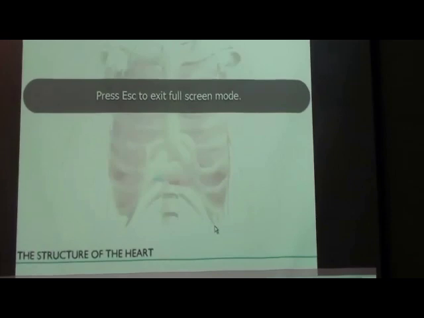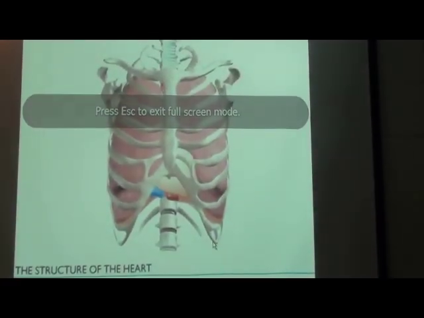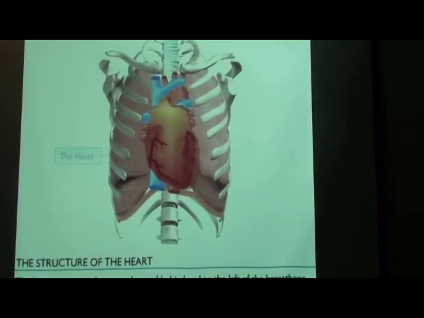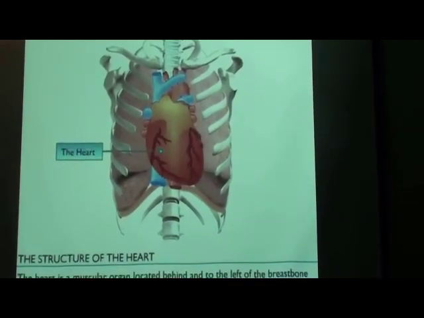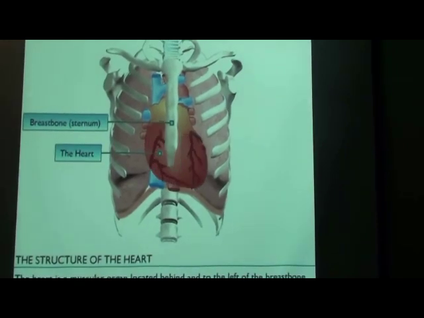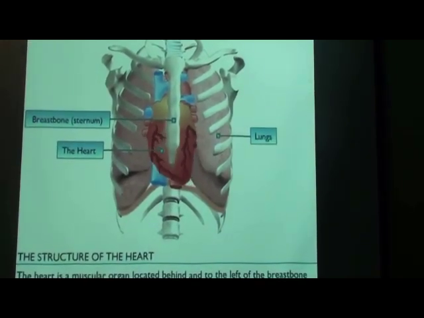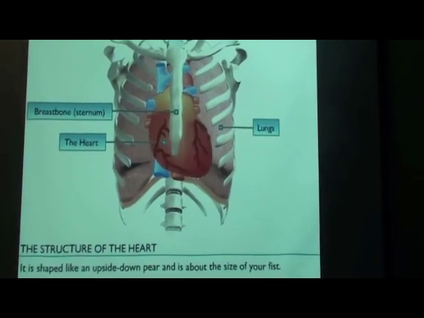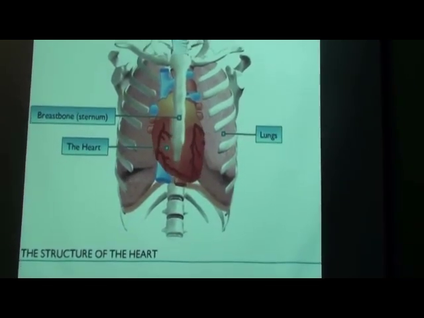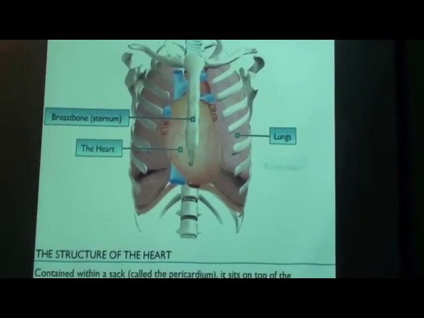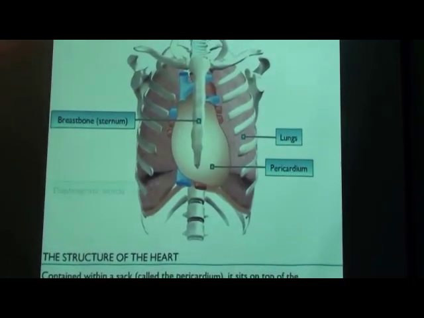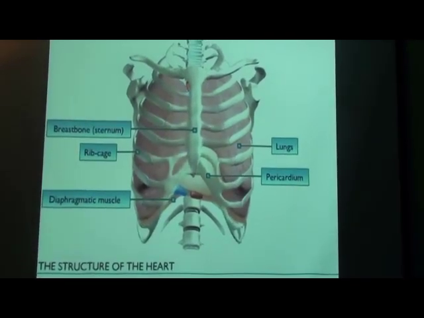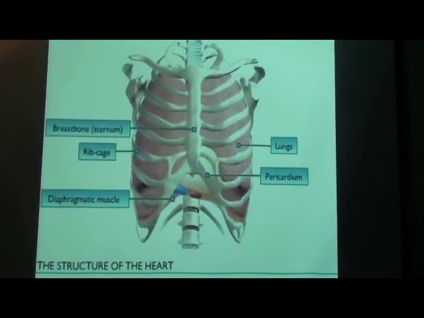The structure of the heart. The heart is a muscular organ located behind and to the left of the breastbone or sternum and between the lungs. It is shaped like an upside-down pear and is about the size of your fist. Contained within a sac called the pericardium, it sits on top of the diaphragmatic muscle and is surrounded by the rib cage. These structures all serve to protect the heart.